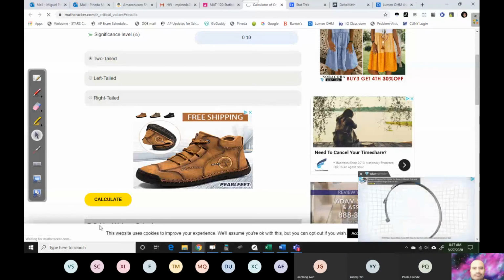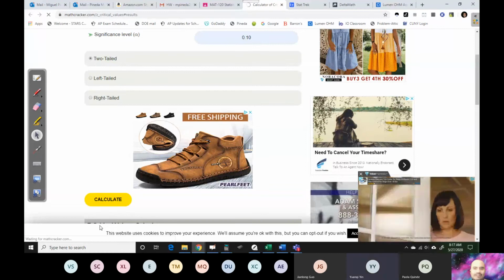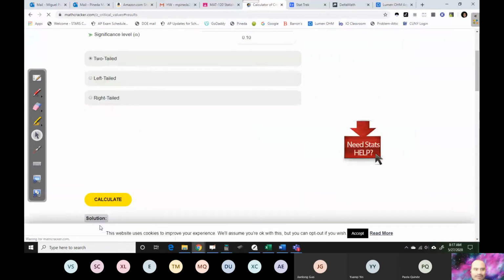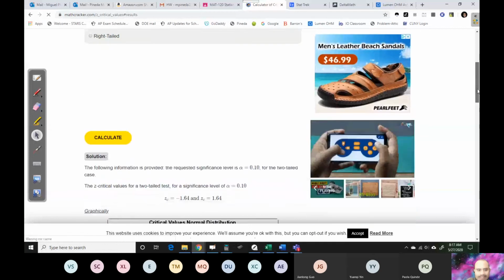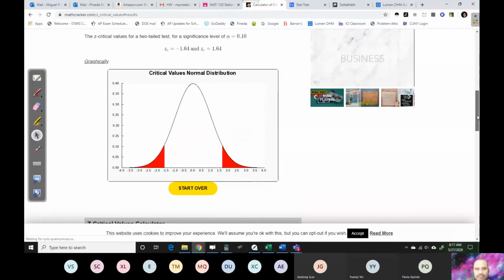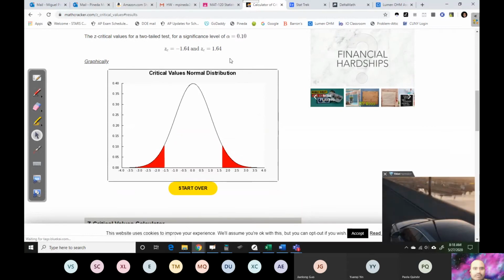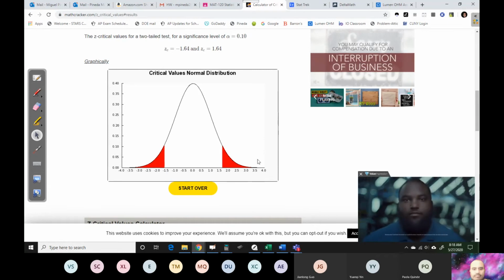Last time it worked faster. The only problem is every time you do it, this calculator apparently you have to close it and open it again. All right, let's see. You see that now? Oops, you can't see 1.64. Now you see that on the left is negative 1.64. On the right is 1.64. 1.64 on the left, 1.64.